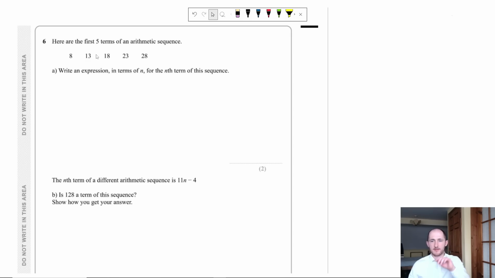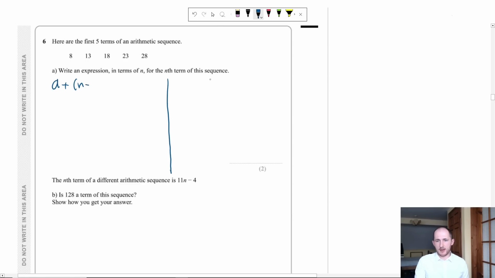Here are the first 5 terms of an arithmetic sequence, so 8, 13, 18, 23, and 28. Write an expression in terms of n for the nth term of this sequence. Now, I've actually shown you guys before a couple different ways to do this, okay? So I'm going to put a line down the middle. And this is technically an A-level formula, but you can use a plus (n minus 1)d and actually leave it in that form.